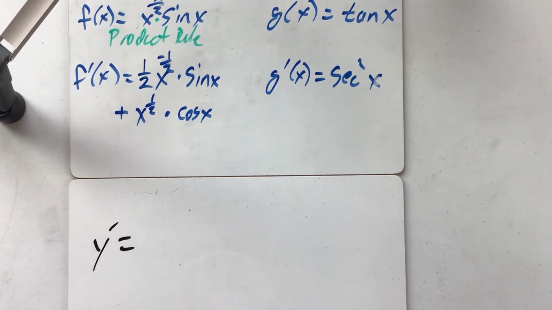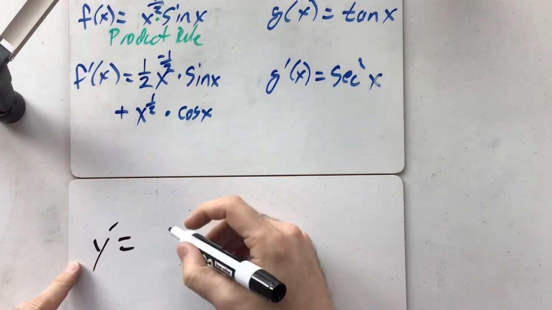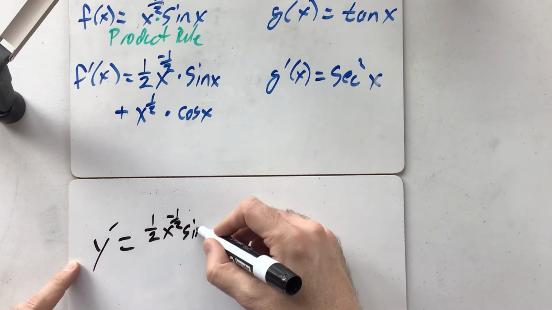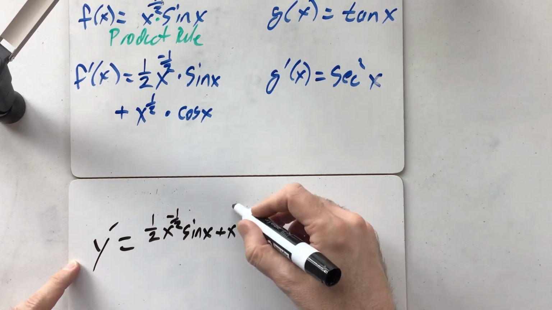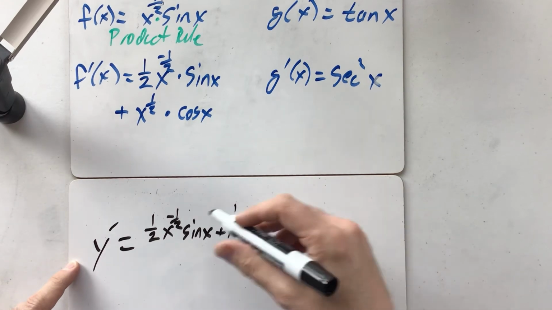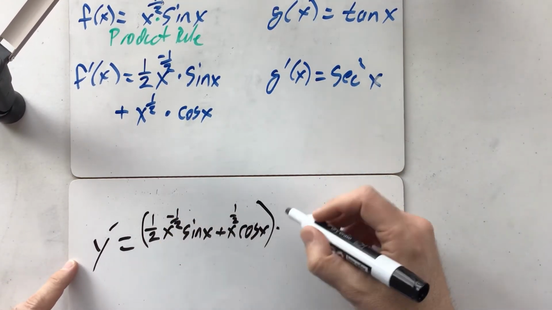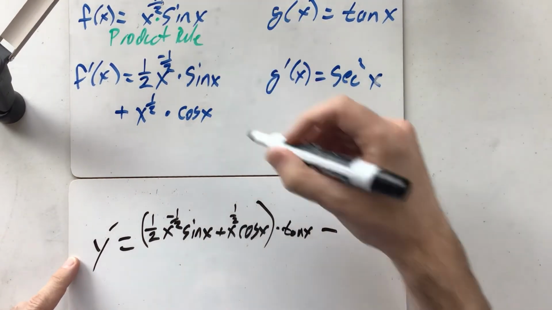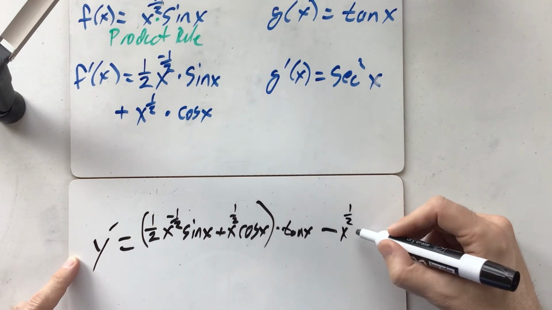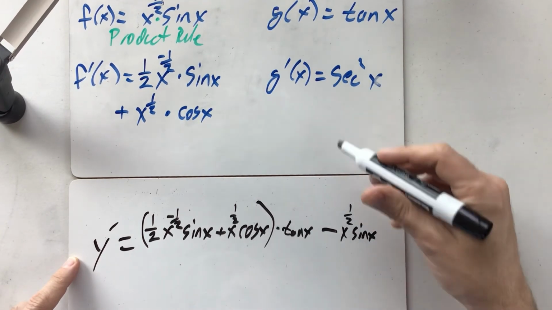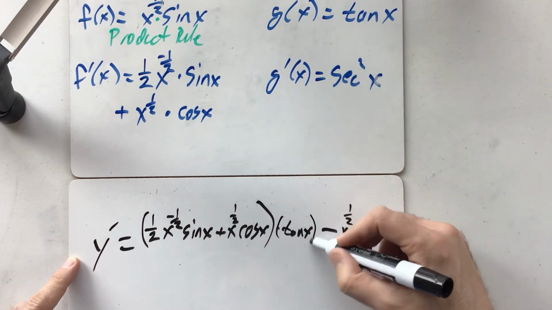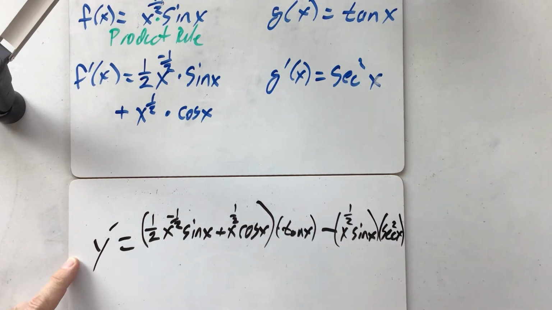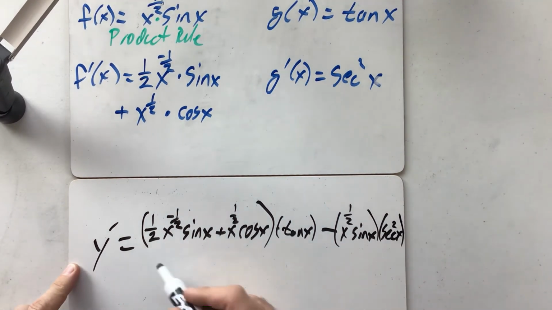My answer is, I'm doing the quotient rule, so I've got the derivative of the top, 1/2 x to the negative 1/2 sine of x, plus x to the 1/2 cosine of x, times the bottom, so that's tangent of x, minus the top, x to the 1/2 sine of x, times the derivative of the bottom. Yeah, let's put everything in parentheses here. Times secant squared x. Wow, look, I barely got everything written out. I'm sorry this is a little sloppy and hard to read.